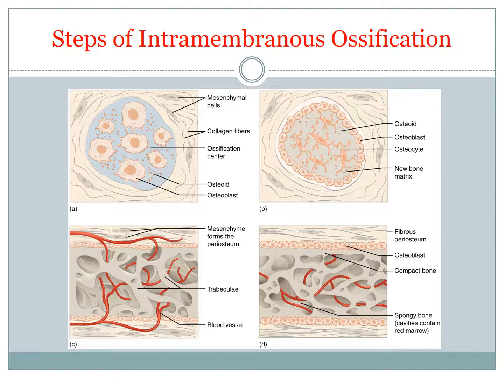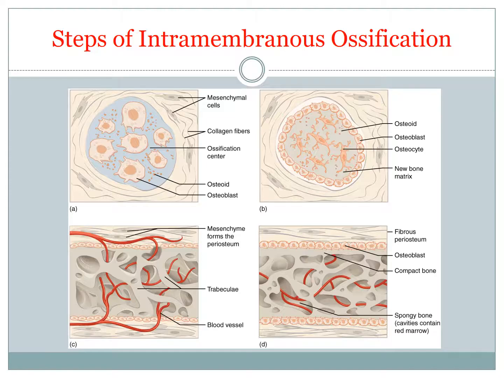Next, the formation of woven bone and the periosteum occurs. The osteoid accumulates and fuses together, forming struts called trabeculae around the blood vessels. The overall structure, as you can see in the slide, is very similar to spongy bone.